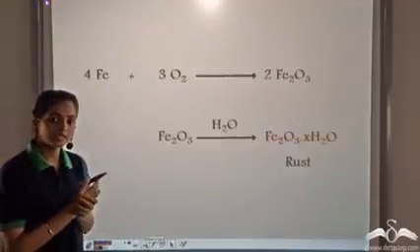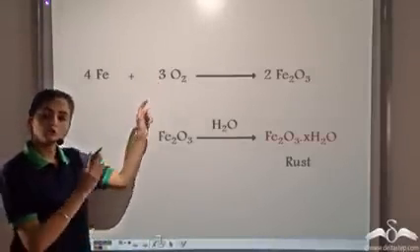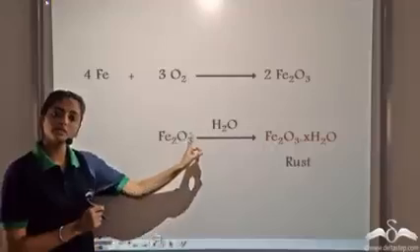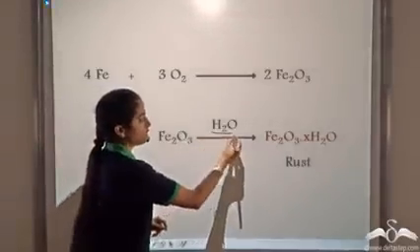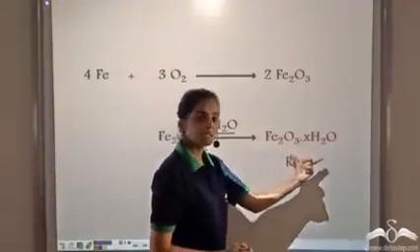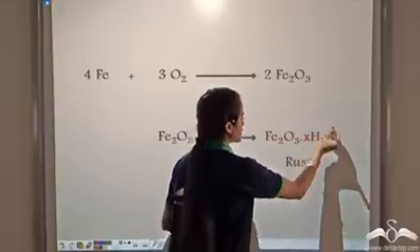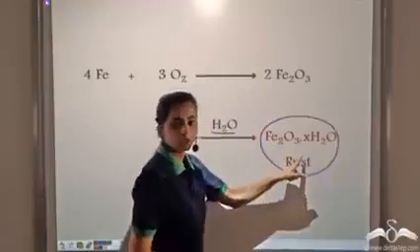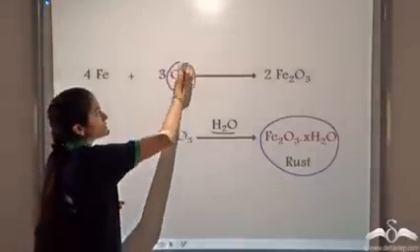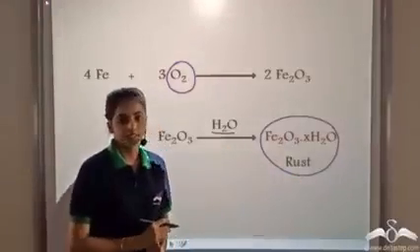What is the rust that is getting formed? So, first iron reacts with oxygen to form the oxide Fe2O3, and then this Fe2O3, when it comes in contact with moisture, forms the reddish brown Fe2O3.XH2O, and this is the reddish brown coating of rust that we see on the iron articles. So, this Fe2O3.XH2O is rust. So, from these equations you see that both oxygen and moisture are required for rusting or corrosion to take place.